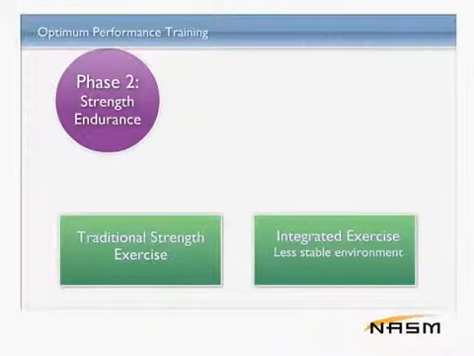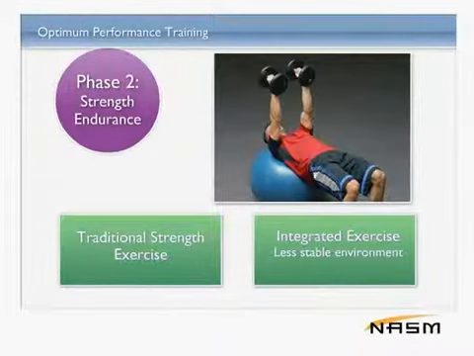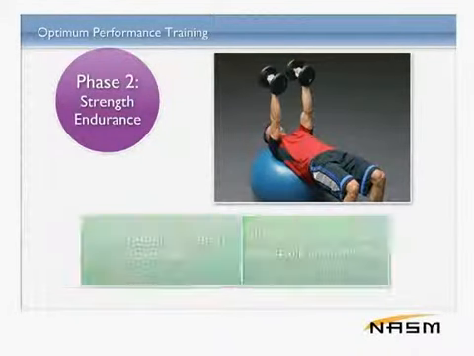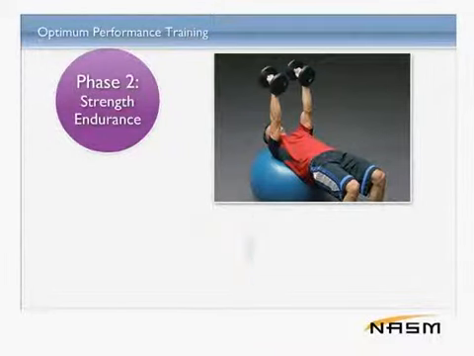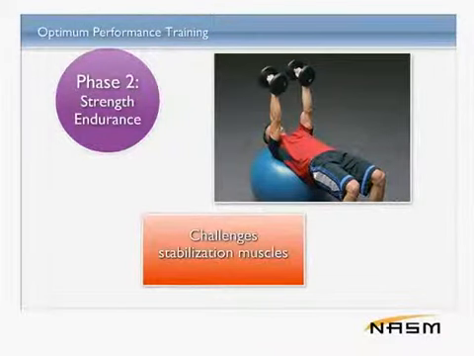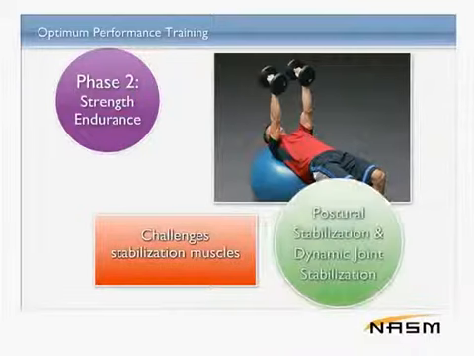For example, one would first perform a chest press on a bench, then immediately perform a chest press on a stability ball. The principle behind this method is to work the prime movers predominantly in the first exercise in order to elicit prime mover strength. Then immediately follow with an exercise that challenges the stabilization muscles. This produces an increased ability to maintain postural stabilization and dynamic joint stabilization.